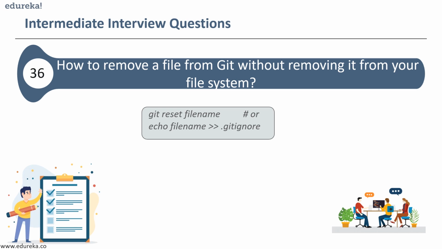However, the git rm command will remove it from both your staging area as well as your file system, but this may not be what you want. So instead you can use the command, as you can see here, git reset file or echo filename >> .gitignore. So this means that git reset is exactly the opposite of the git add command.